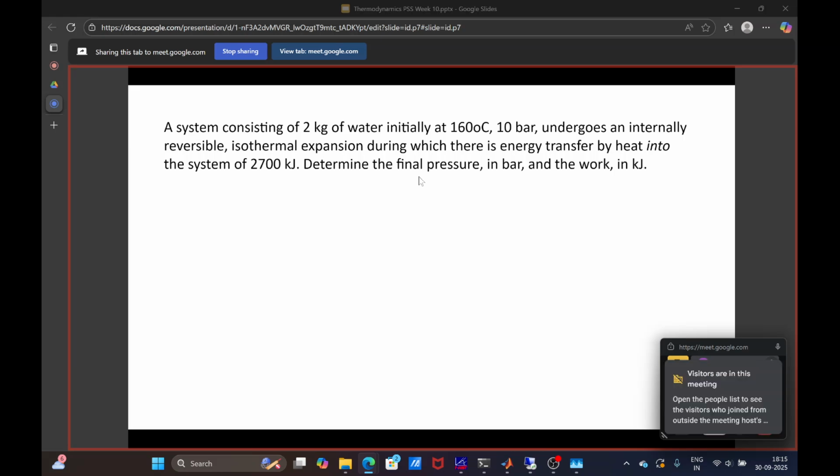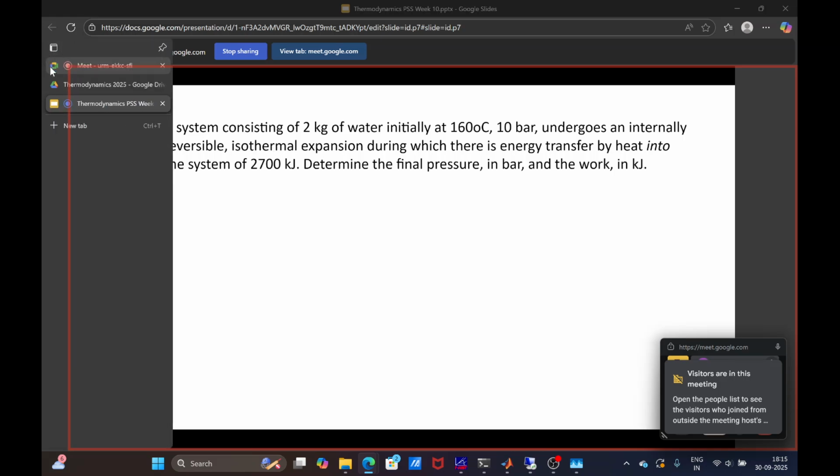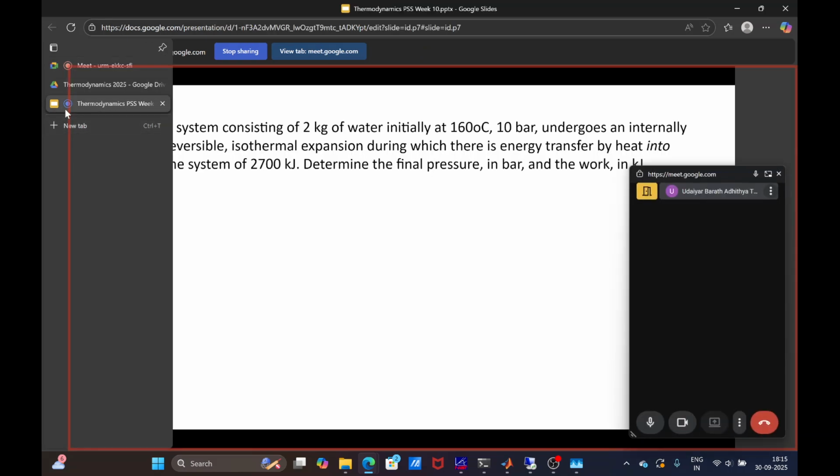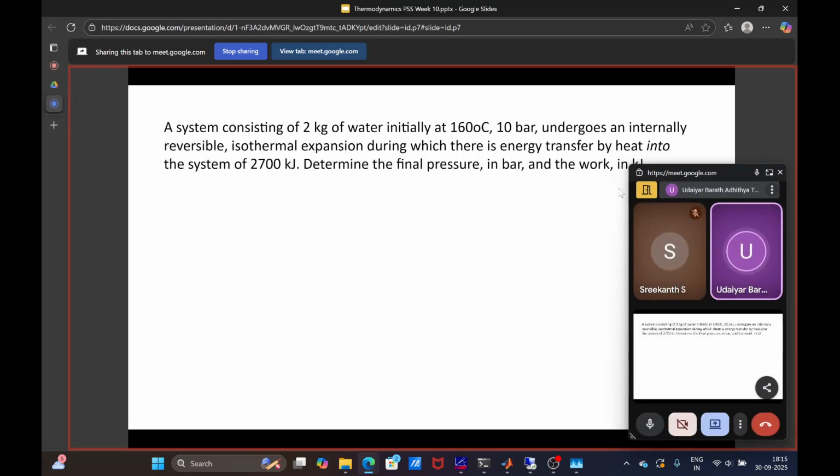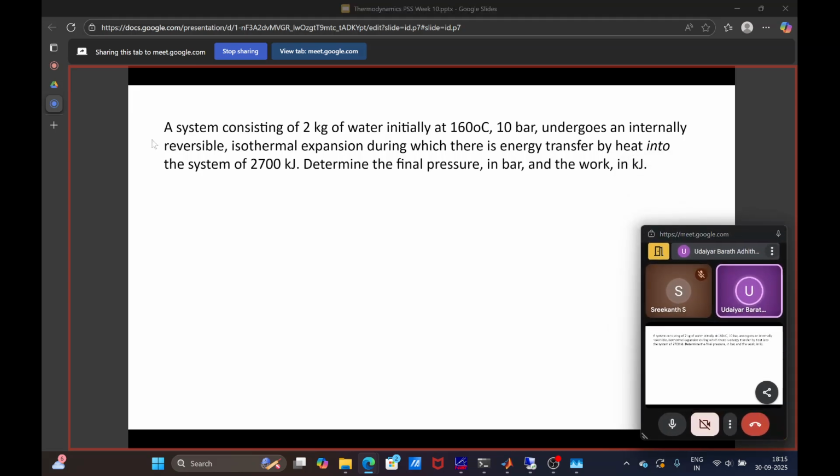So moving on to the next question, we have a system consisting of 2 kg of water initially at 160 degrees Celsius and 10 bar, which undergoes an internally reversible isothermal expansion during which there is energy transfer by heat into the system of 2700 kilojoules. Determine the final pressure in bar and the work in kilojoule. The process is internally reversible, and you have an isothermal expansion, so your temperature is constant.